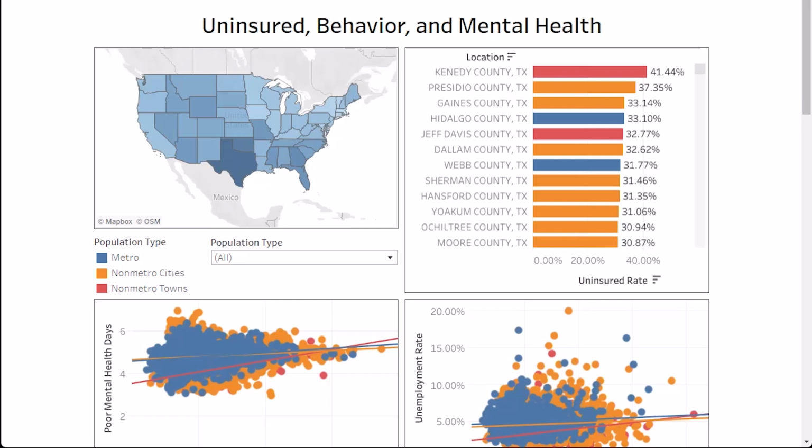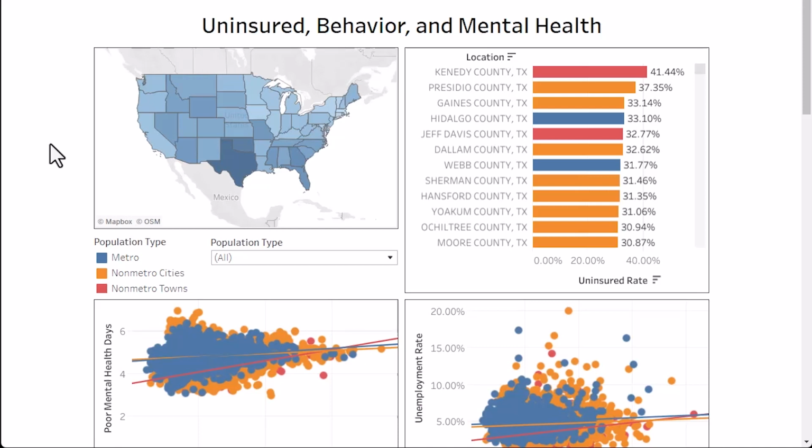In this video, we're going to take a look at the uninsured behavioral and mental health dashboard. So what you see here in the upper left-hand corner is a map of the United States looking at the uninsured rates. Those states that are in darker blue have higher rates of uninsured, and those states with lighter blue have lower median rates of uninsured.